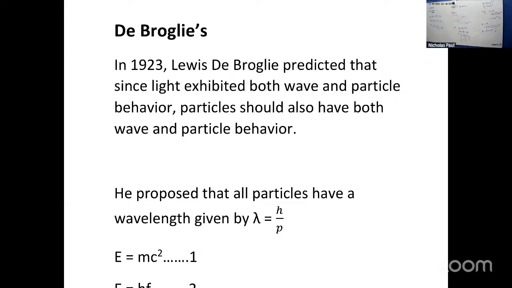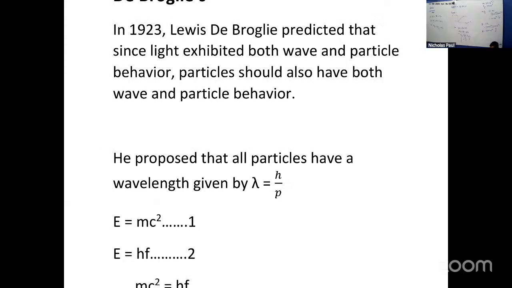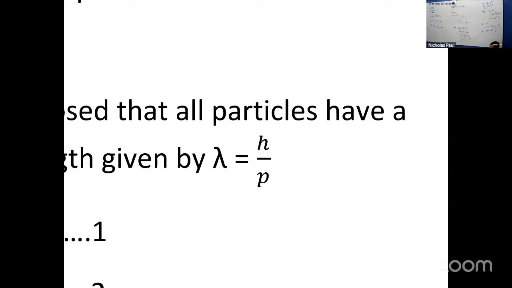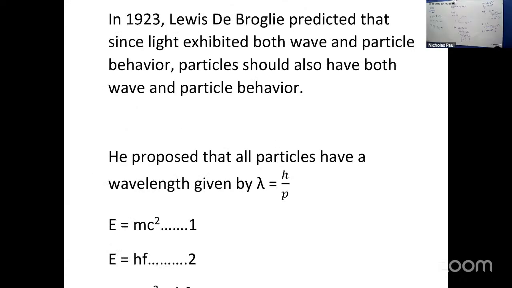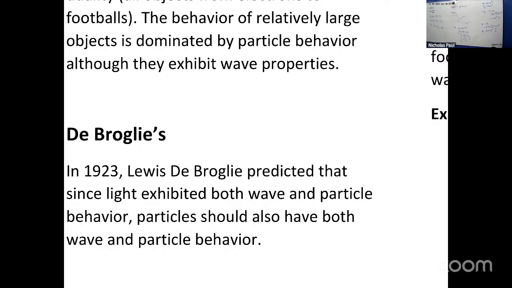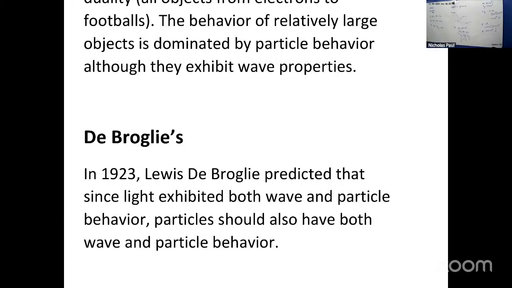In 1923, Louis de Broglie predicted that since light exhibited both wave and particle behavior, particles should also have both wave and particle behavior. Actually, let me show you on the board. So we are going to show this relationship here: lambda is equal to h on p. All right, so watch this here. P is momentum.